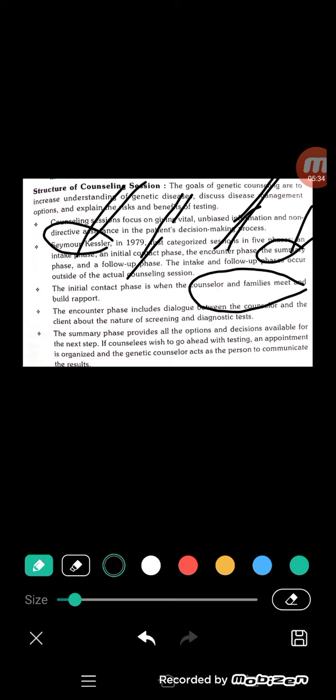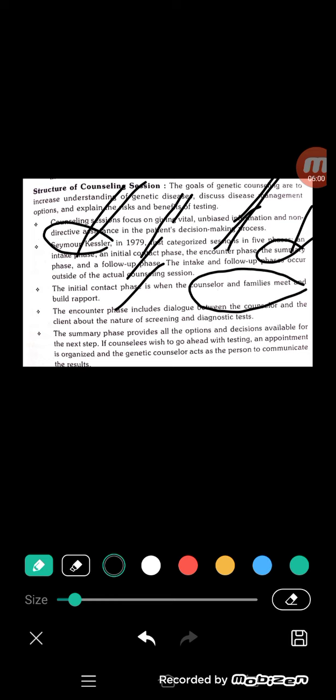The encounter phase is the initial phase, and it includes the dialogue between the counselor and client about the nature of screenings and tests. It means the discussion between the counselor and the patient or client about the disease, that is called the encounter phase. And the third phase provides options and discusses what is available for the next step.